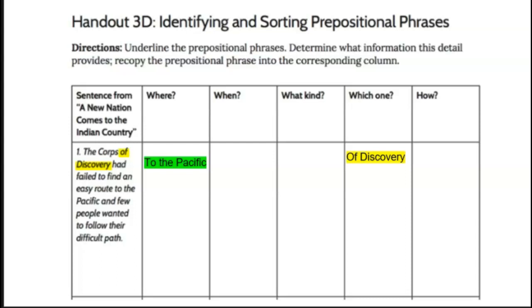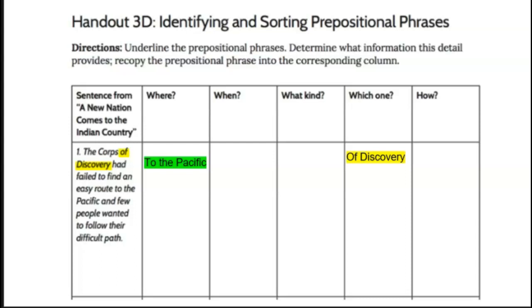Underline the prepositional phrases. Determine what information this detail provides. Recopy the prepositional phrase into the corresponding column. So we have our sentence here, and it comes from A New Nation Comes to the Indian Country. Then we have where, when, what kind, which one, and how. The sentence is, the Corps of Discovery had failed to find an easy route to the Pacific, and few people wanted to follow their path.